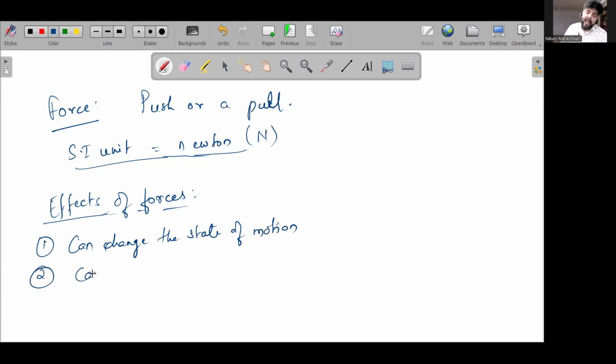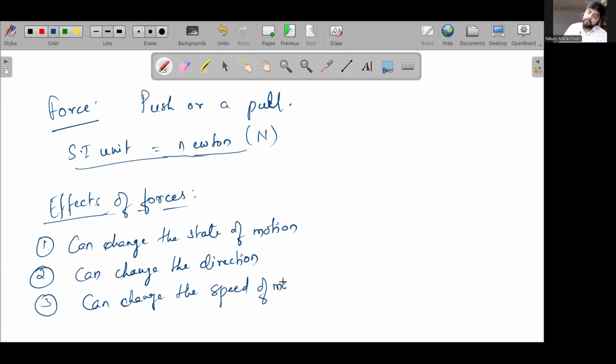Second, it can change the direction of motion of an object. Third effect, it can change the speed of motion of an object. Right? So these are the effects that the force can have on the motion of an object. Of course, it can have some other effects as well, like it can change the size and it can change the shape of the object.